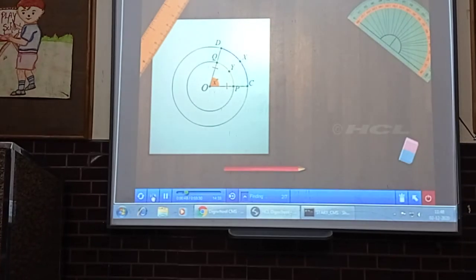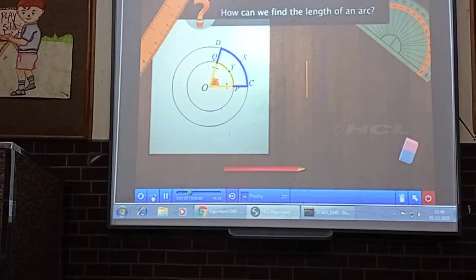Now, let's say we cut these two arcs and compare their lengths. As you can see, the lengths are not equal. So, even though the degree measures of both arcs, that is, the angles made at the center by the two arcs were the same, their lengths differ. How can we then find the length of an arc? Let's find out.